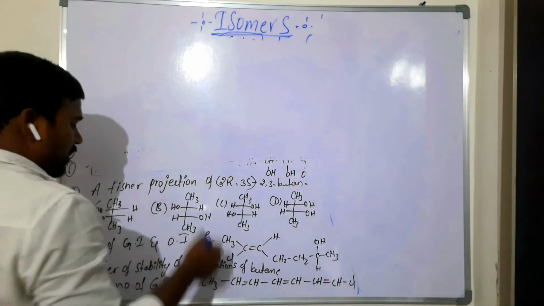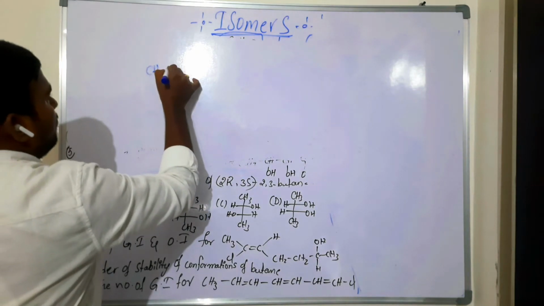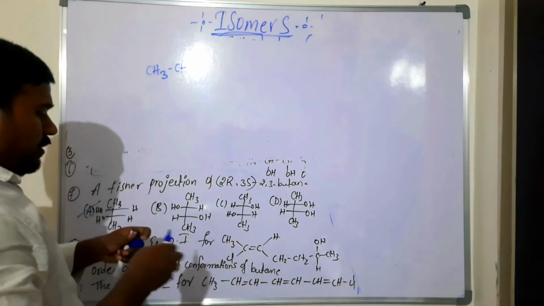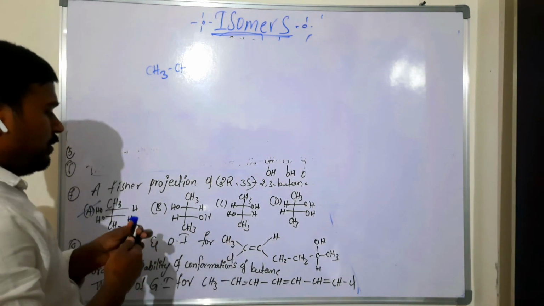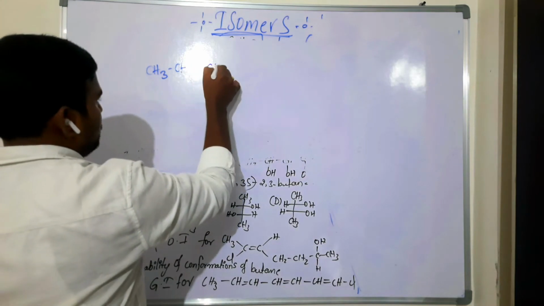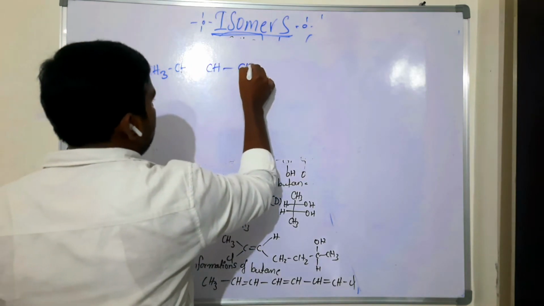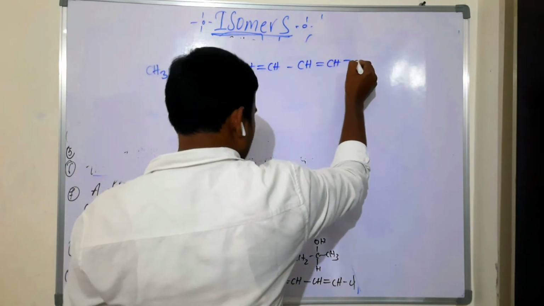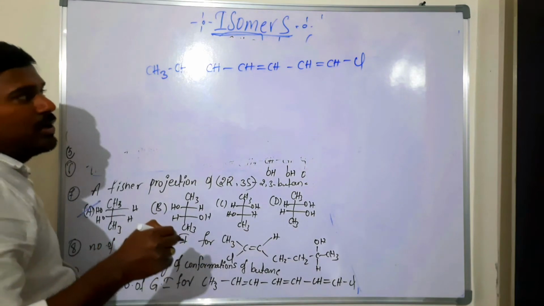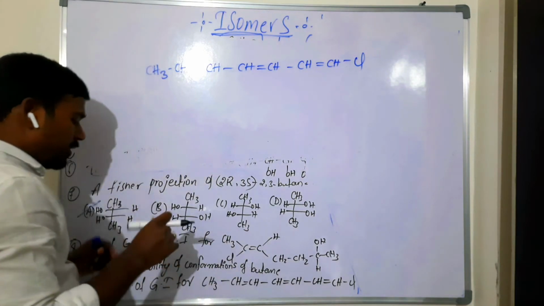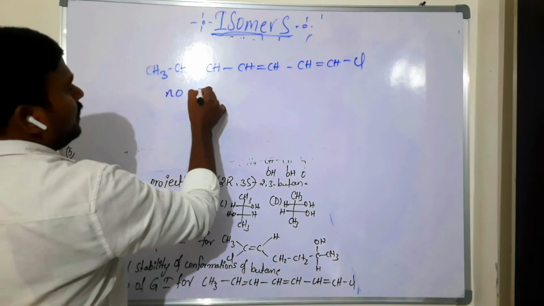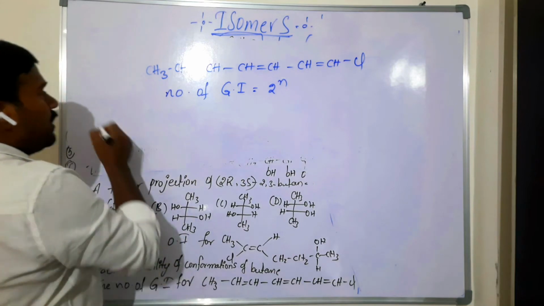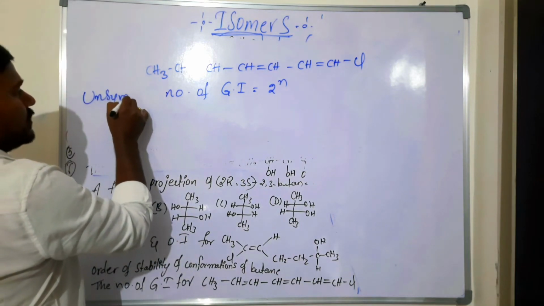Next, calculate the number of geometrical isomers in the unsymmetrical molecule CH3-CH=CH-CH=CH-CH=CH-CN. So it is an unsymmetrical alkene. In the case of an unsymmetrical alkene, how do we calculate the number of geometrical isomers? The number of geometrical isomers is equal to 2 power n.